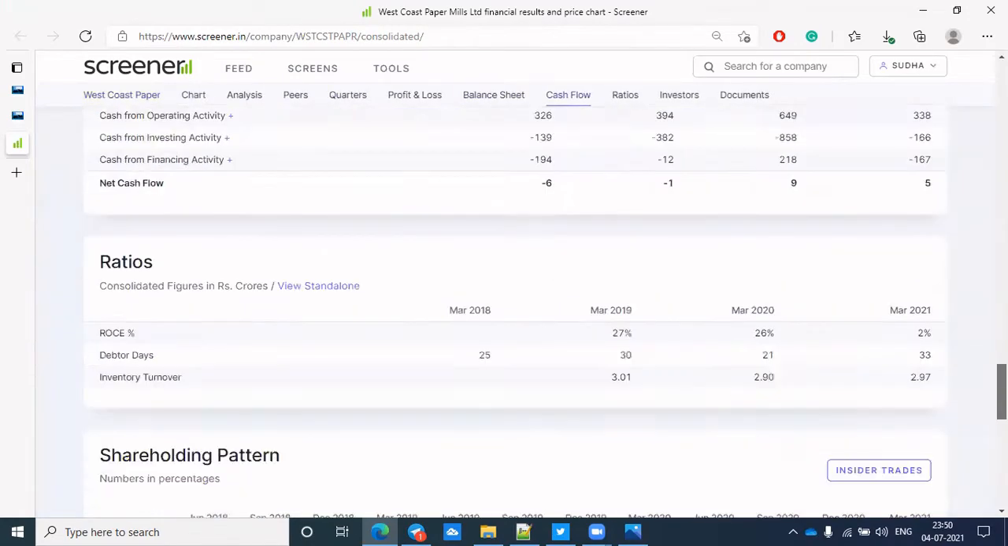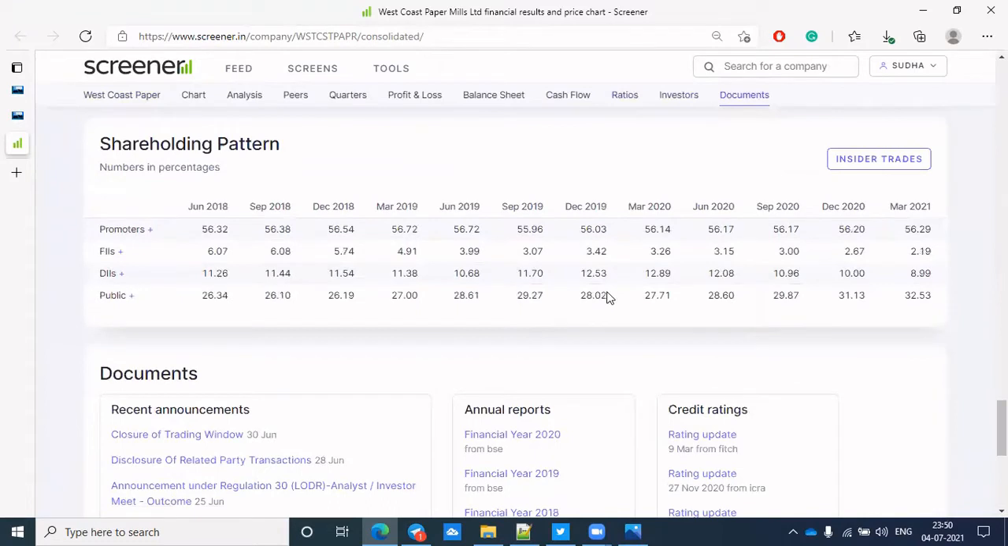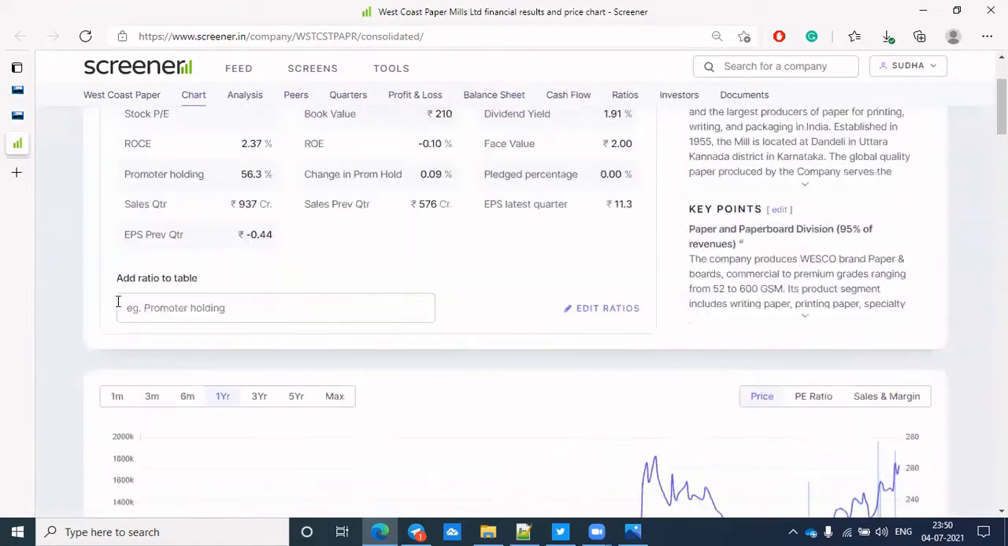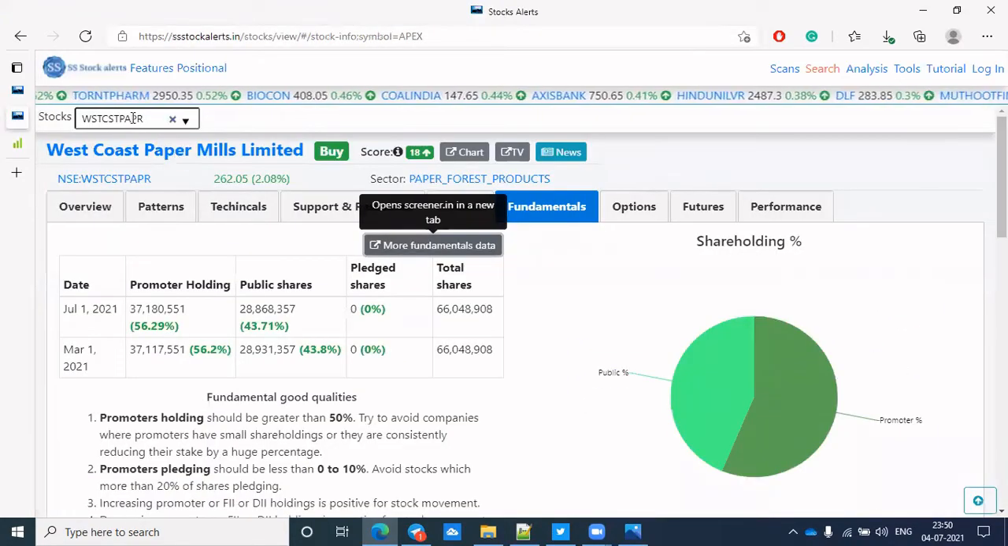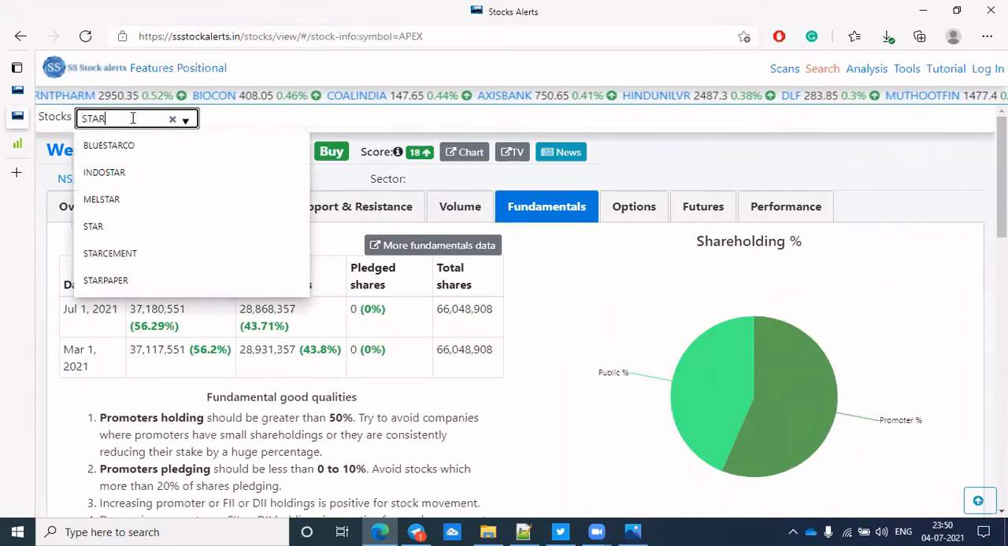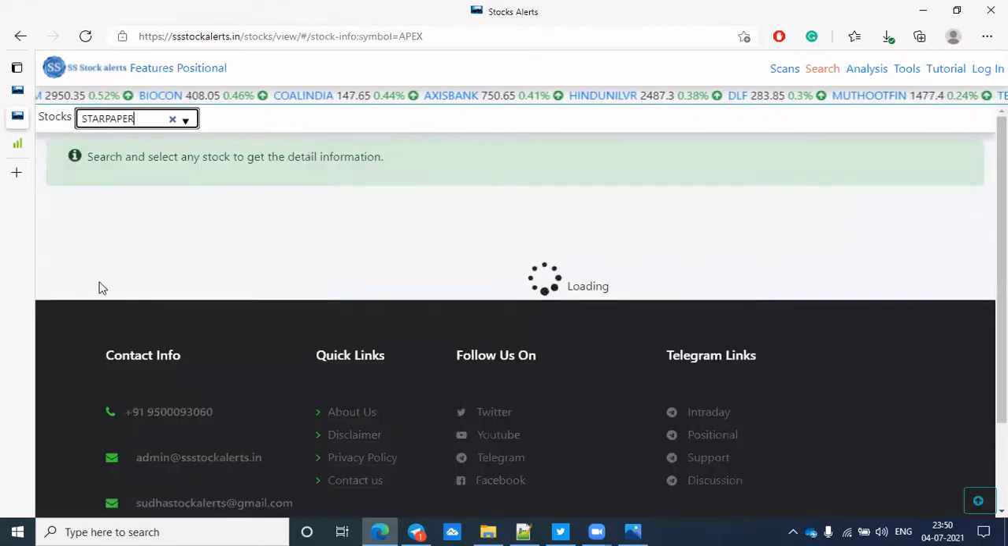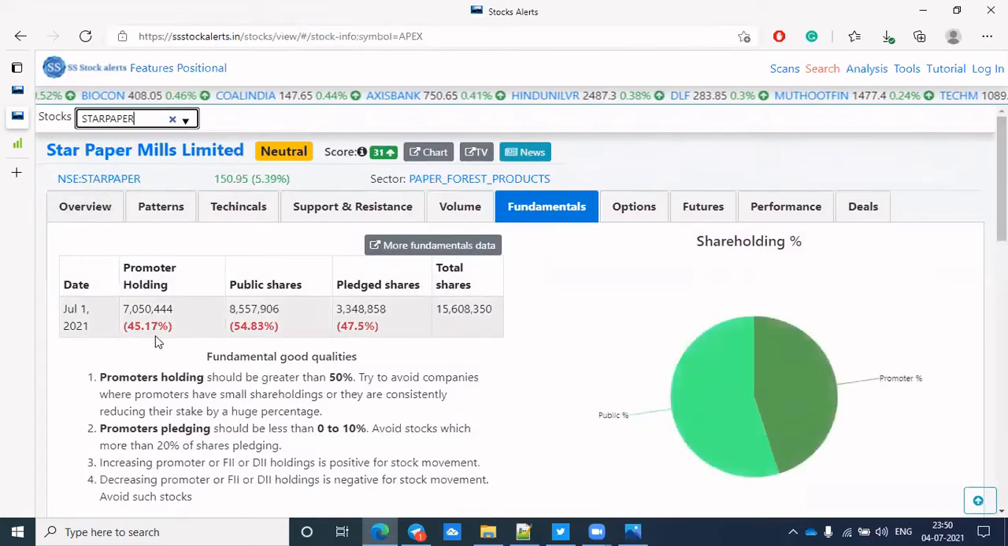Apart from that, I want to make another point. If you see here, you can make a note of this promoter holding percentage. This looks good to me, and now I have to open the star paper again and compare. The first thing is that star paper's promoter holding is 45 percent, which is less than 50 percent.